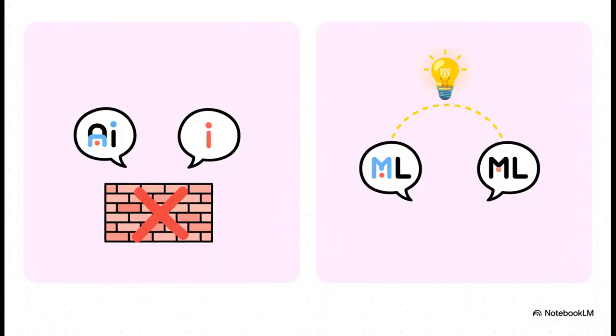So, on the one hand, you've got our current method, keyword search. It's totally literal. It just matches letters. It has no clue that AI and machine learning are related concepts. But the next level up is something called semantic search. It doesn't look for words, it looks for meaning. It understands that AI and machine learning live in the same neighborhood of ideas. It's searching for concepts, not just text.